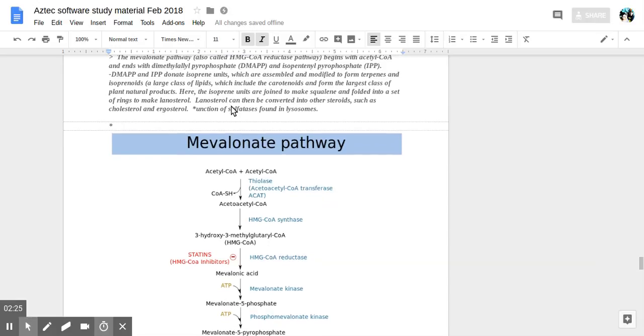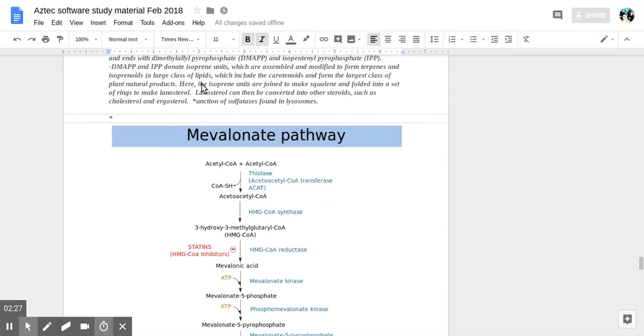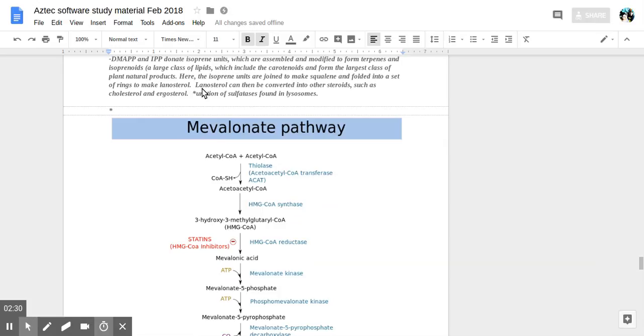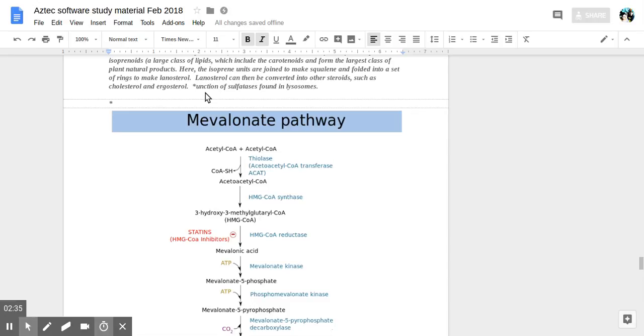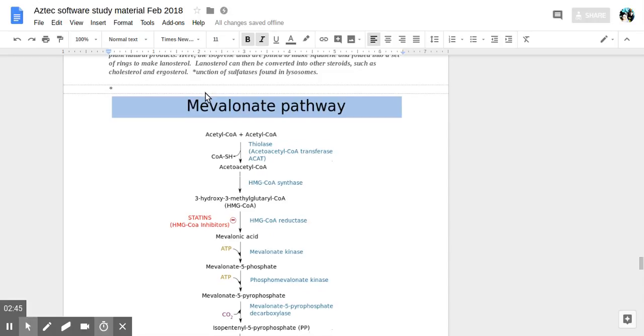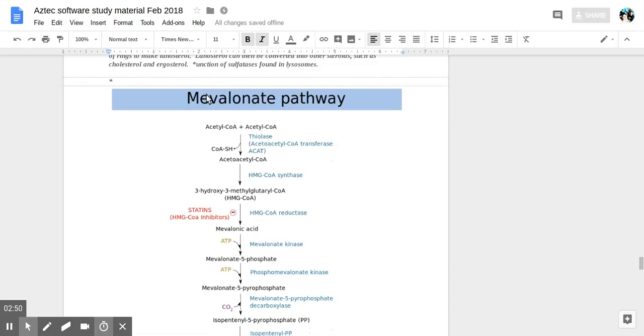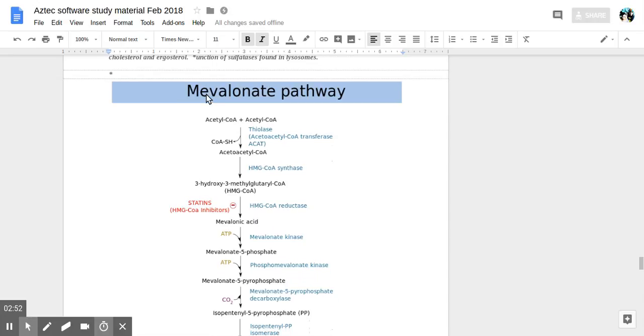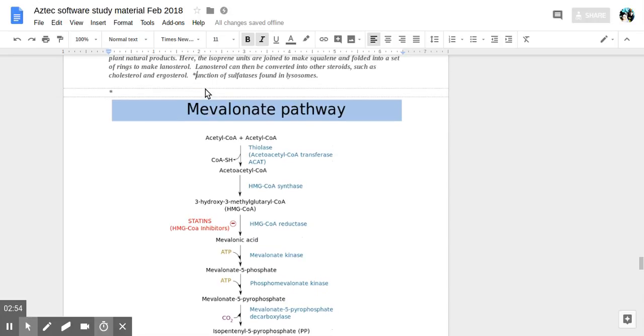They donate isoprene units assembled and modified to form terpenes and isoprenoids, a large class of lipids which include the carotenoids, forming the largest class of plant natural products. The isoprene units are joined to make squalene and folded into a set of rings to make lanosterol, which is then converted into other steroids such as cholesterol and ergosterol. So that's the sequence of events in creating steroids.